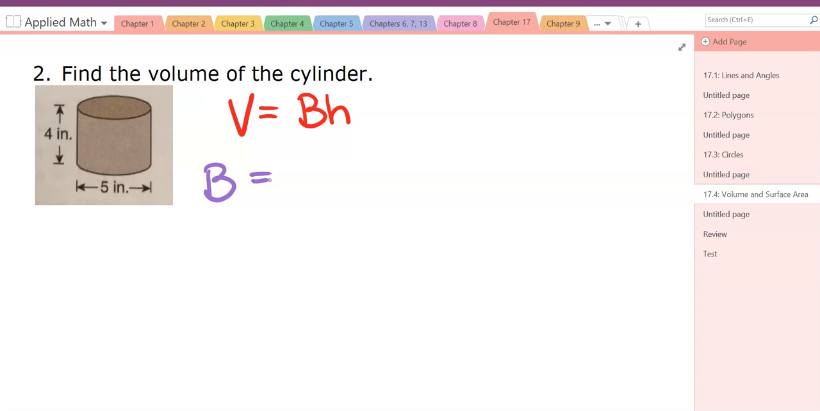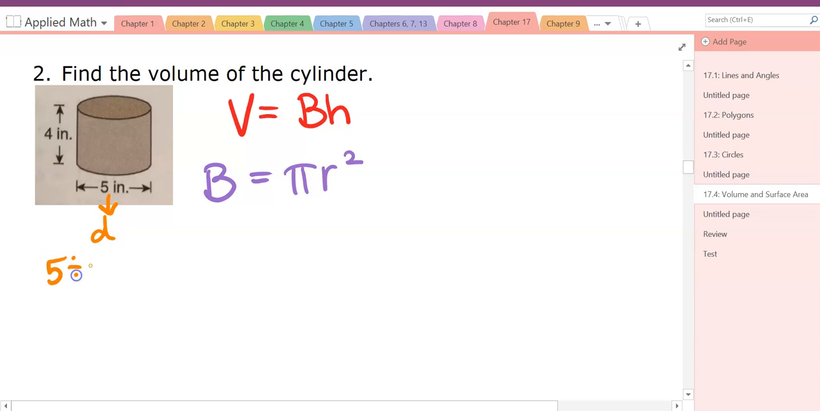It's in your packet, like last section when we talked about circles. That's circumference. Pi r squared. On the picture, guys, what's that 5 inches referring to? The diameter. So don't use that for r. What do we have to do to the 5? Divide it by 2, okay? So this 5 here is the diameter. So we need to take 5 divided by 2, which is 2.5. That's going to be my radius.